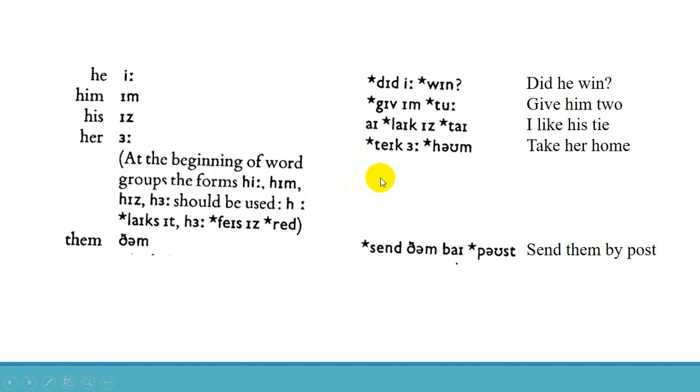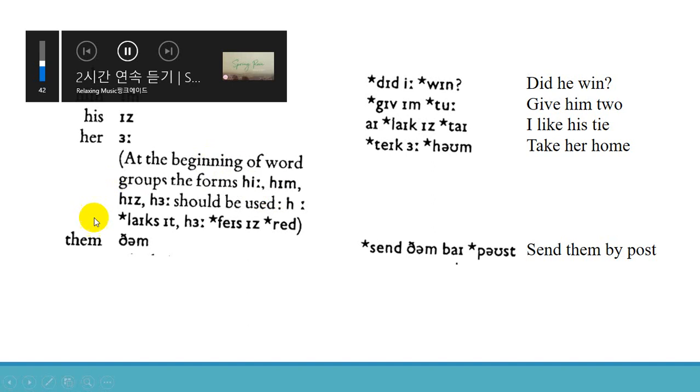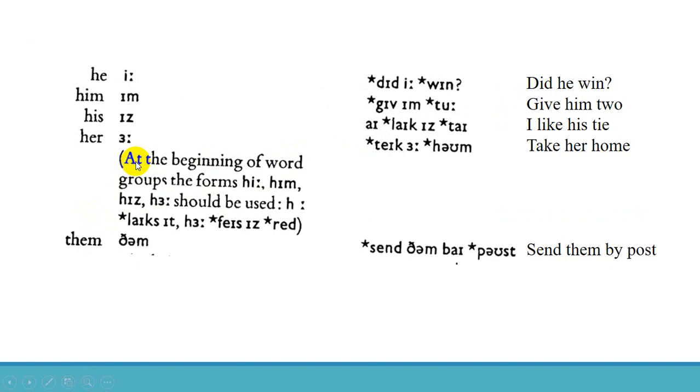For the use of her, we have exceptions, and also he, him, his. These pronouns have exceptions. They should be pronounced as strong forms if they come at the beginning of a sentence. For example, he is a good boy. We can't say it without pronouncing the H sound. This utterance is going to be vague. See this note in front of you. At the beginning of word groups, the forms he, him, his, her should be used, like he likes it. Her face is red. Okay? So now we are going to move to them.